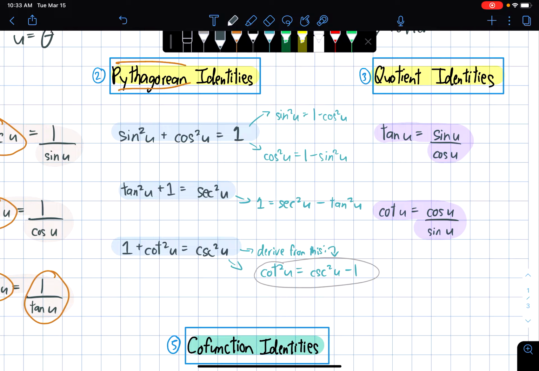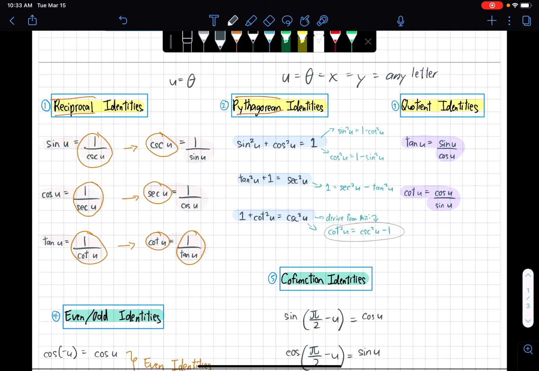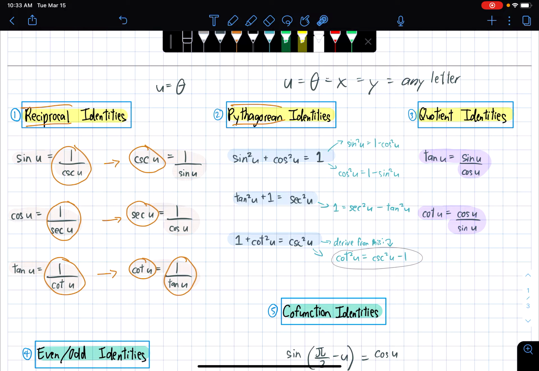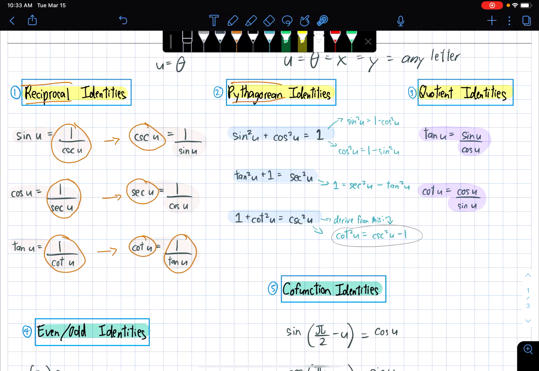Right, give me a few seconds to rearrange my position right now. In the meantime, you might want to review reciprocal and Pythagorean before we move on to quotient identities. So yeah, buy me 5 seconds.